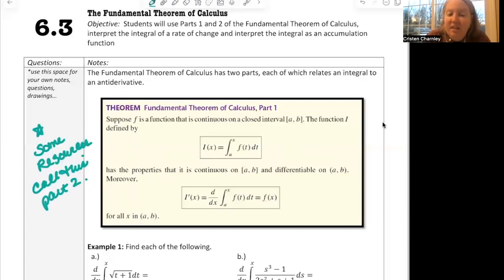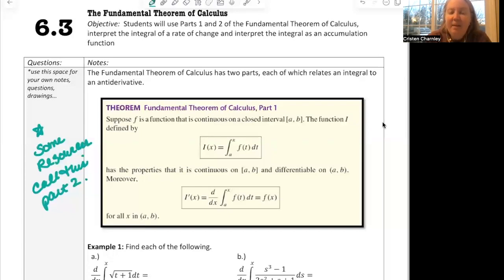Suppose f is a function that is continuous on a closed interval from a to b. The function I is defined by the integral from a to x of f of t dt. It has the properties that it's continuous on the interval from a to b and differentiable on the interval from a to b. Moreover, the derivative of that integral will be equal to the original function for all x from a to b. There's a lot going on there.